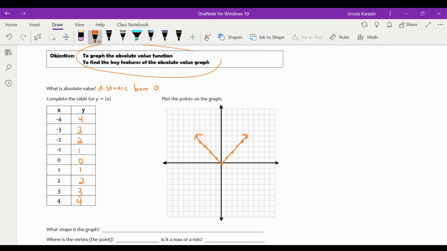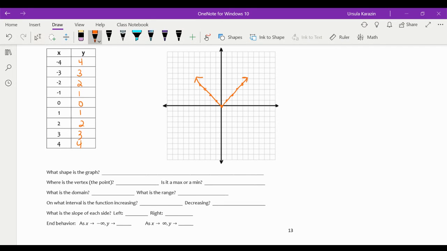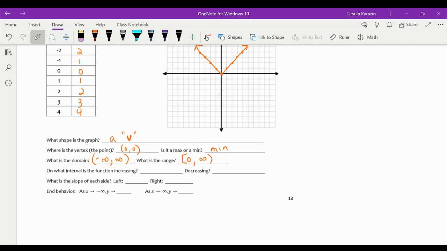Now notice this one actually is pointy at the bottom, okay? This shape is like a V, not a U, but a V. The vertex is at (0, 0). It is a minimum. The domain, since it goes as far left as negative infinity and as far right as positive infinity, that's its domain. Its range, it only goes as low as 0, but then it does go as high as infinity.